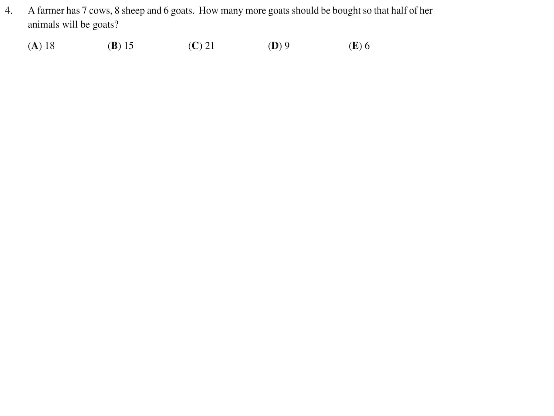A farmer has 7 cows, 8 sheep, and 6 goats. How many more goats should be bought so that half of her animals will be goats? So you have 7 cows, 8 sheep, and 6 goats. So you want her goats over the total to equal half. That is what the question is saying.